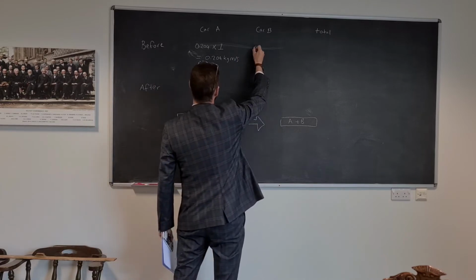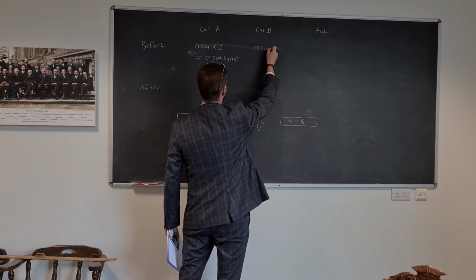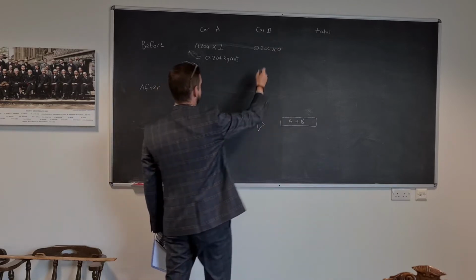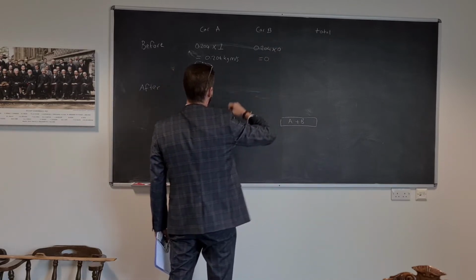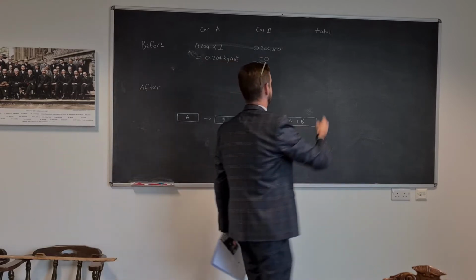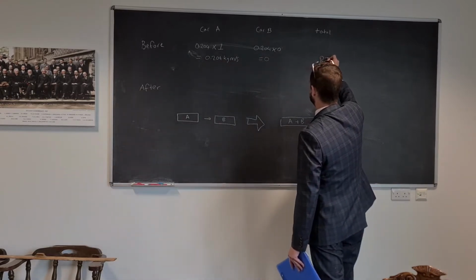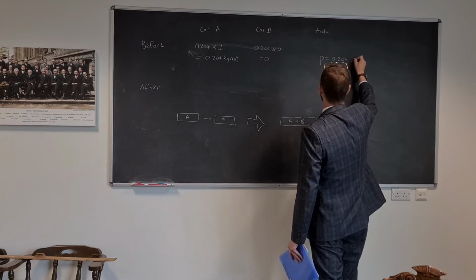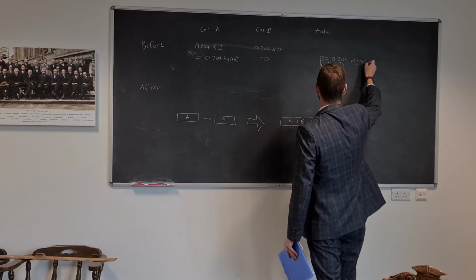Car B, also 0.204, is moving at 0 meters a second because it's stationary. And so it has a momentum of 0. So the total momentum of the system before the collision is equal to about 0.204 kilograms meters per second.